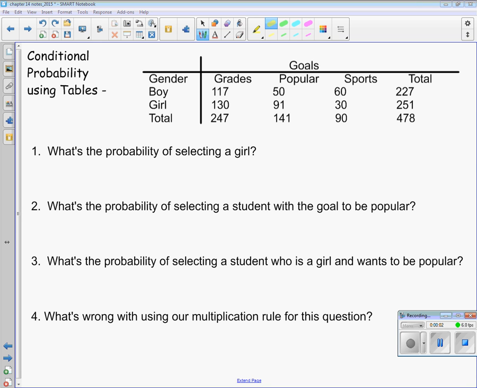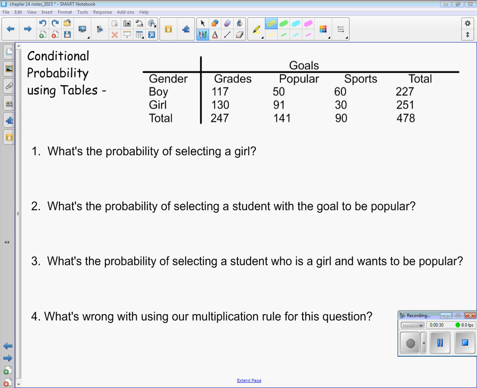Several months ago, we looked at this type of chart, and what did I call it? Remember this two-way table? There was another word for it. Contingency table, right? And a contingency table deals with two different variables, and they're usually qualitative variables. They're usually counts. So I have gender, you're either a boy or a girl, and I have goals. The goal to have good grades, the goal to be popular, or the goal to play sports.